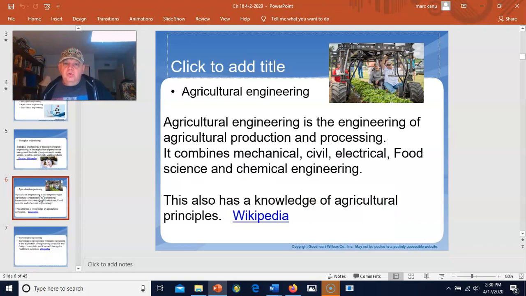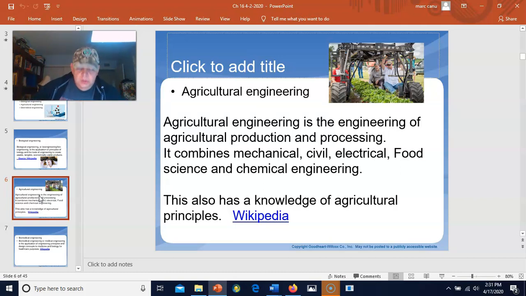When we look at agricultural engineering, now we're looking at agricultural production and processing. So we're going to look at mechanical, civil, electrical, food science and chemical engineering. Now, again, this also requires a knowledge of agricultural principles, which would include knowledge like soil science, for example. It is practically the dirtiest of all the sciences out there, soil science, because it's really dirty. I'm laughing at my own joke.